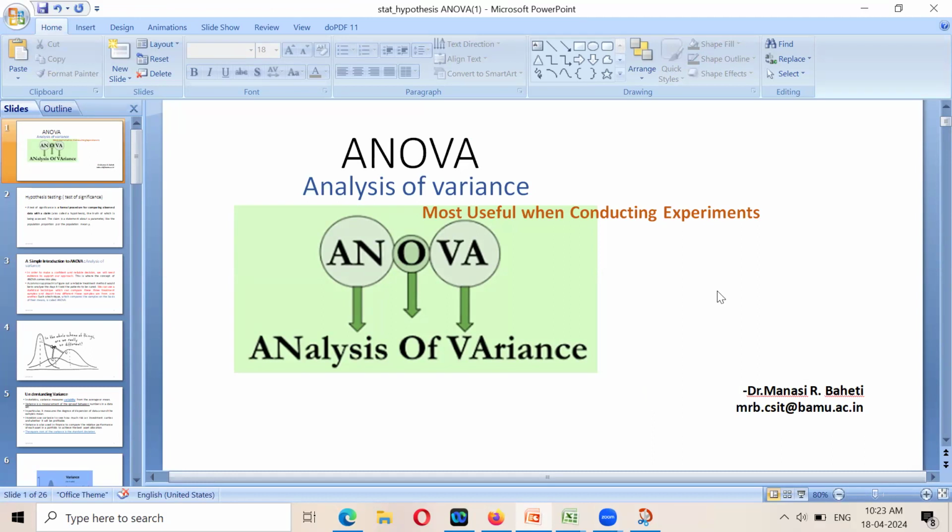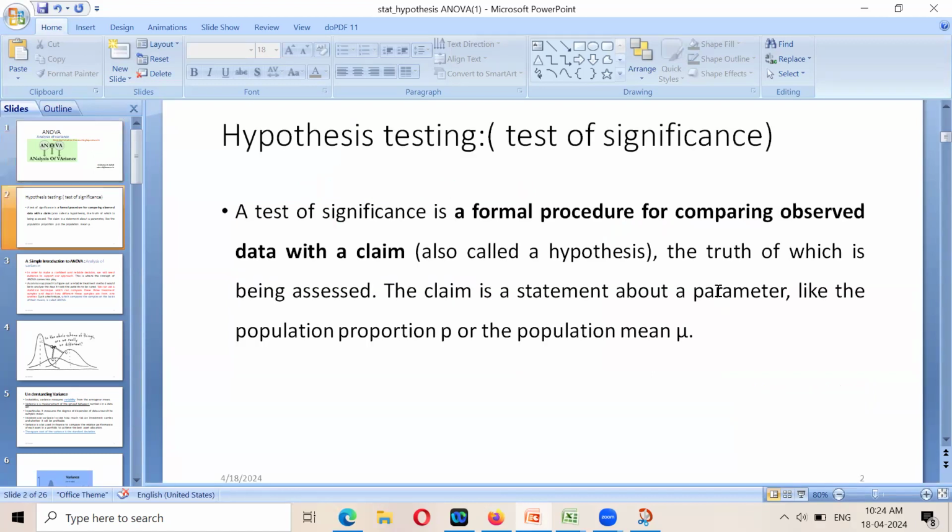So ANOVA, as you can see, is analysis of variance. I hope you know what a variance is. ANOVA is most useful when conducting experiments. I hope you know what a variance is.